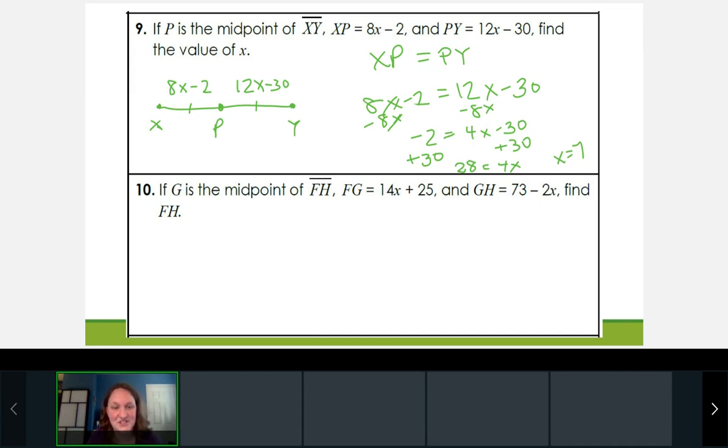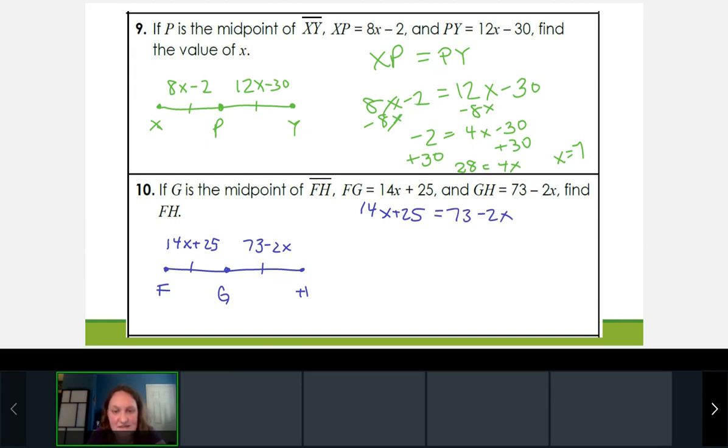All right, I'm going to draw a picture. It says G is the midpoint of FH. So here's a segment, FH. Here's my midpoint G, and I know G is a midpoint, so that means these two pieces have to be the same. FG is 14x plus 25. GH is 73 minus 2x. Since each of these pieces are congruent, that means that each expression is equal to the other. So 14x plus 25 equals 73 minus 2x.